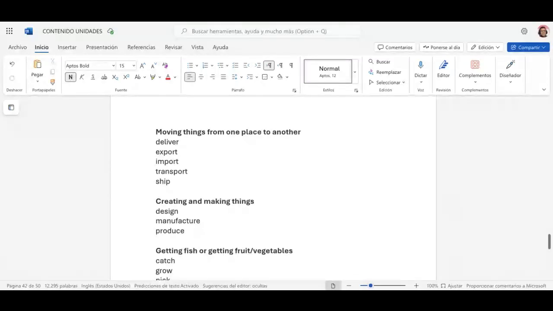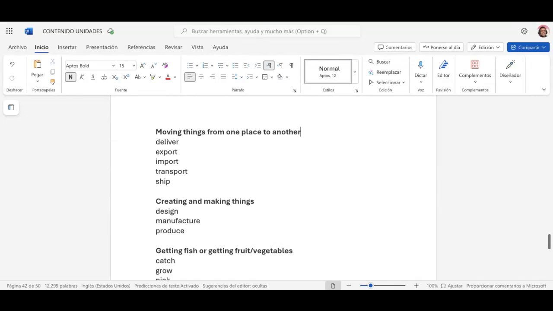The first group of words: deliver, export, import, transport, ship. Again, we have to be careful in this case with some of the words. Export, import, and transport. They are verbs. If we say export, import, and transport, they are nouns.